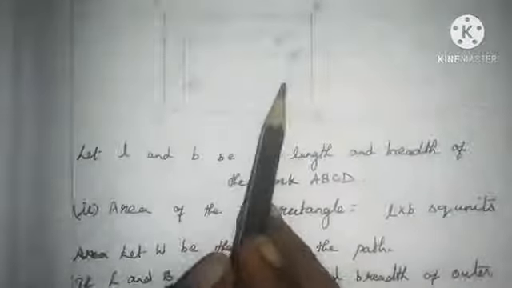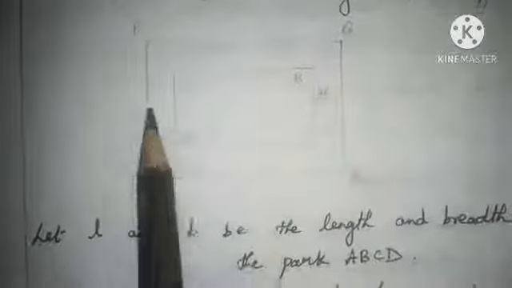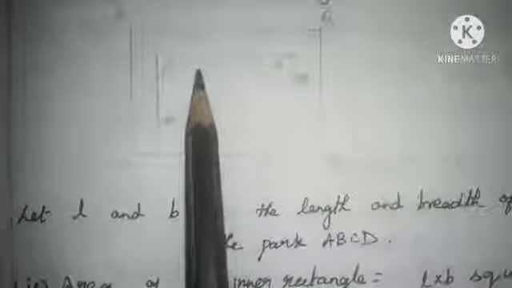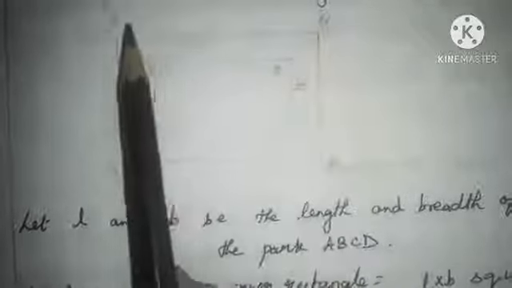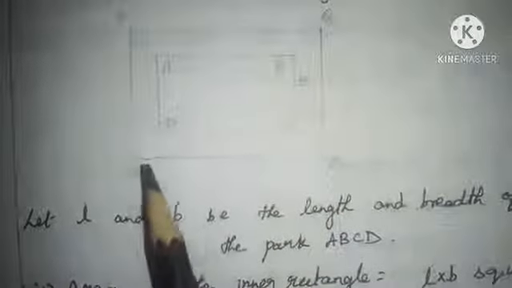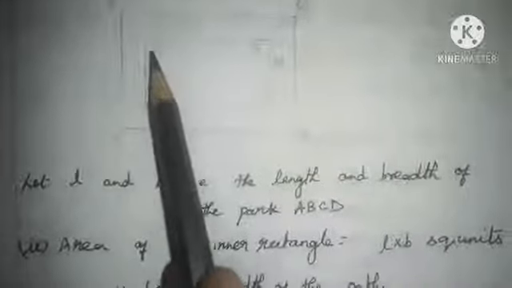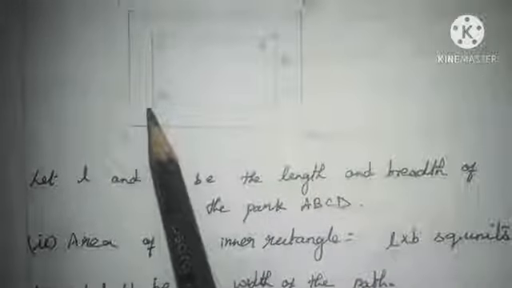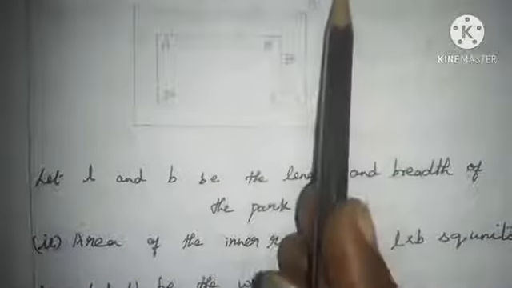Consider ABCD as a rectangular park. A uniform path is to be laid outside this park. The uniform path, including this inner rectangle, that is the garden ABCD, gives us another rectangle PQRS. If we consider PQRS as the outer rectangle, then the park ABCD is the inner rectangle. Using these two rectangles, we are going to find out the area of the rectangular pathway.